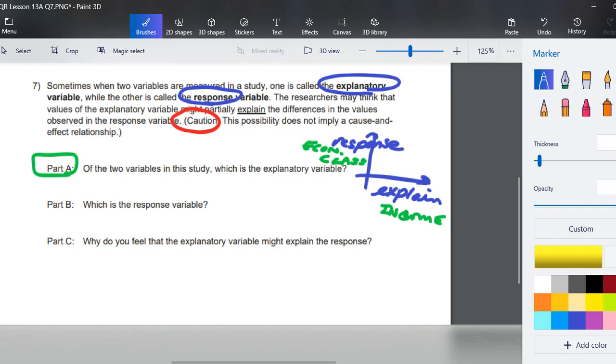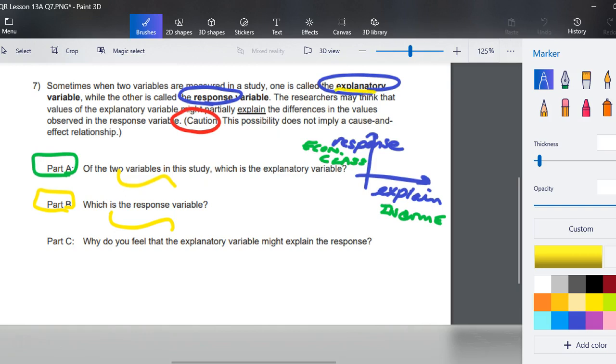Part B, which is the response variable. Well, income explains class because we define the classes based on their income. Class explains income because sometimes people are placed in their economic class whenever they're born, and they may be likely to stay there. So I'm kind of going back and forth on this one because I really would like for you to think about it. Which way do you want to write this?